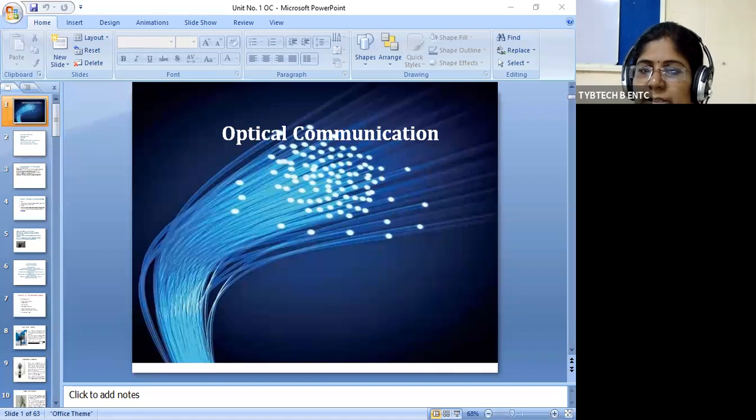Okay, so the introduction we have already seen. Optical communication means what? What are the elements? We will see that in detail in the block diagram. Then the historical development. So I will go with these general slides.